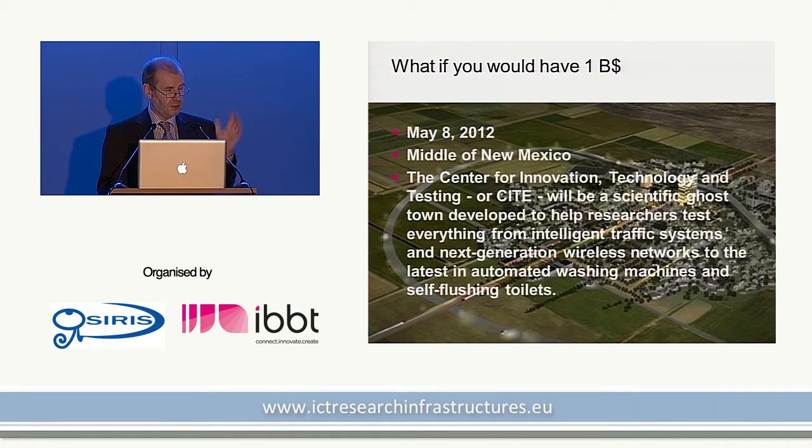What would that city be? It has been announced in May, in the middle of New Mexico. It would be a host city. There will be no people inside the city, but it would support a broad range of new experiments to be done for future internet. The nicest one, of course, is the self-flushing toilets.